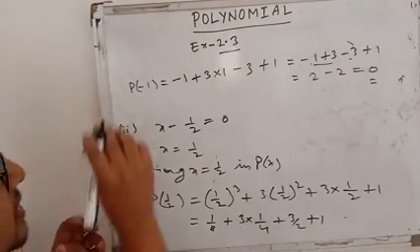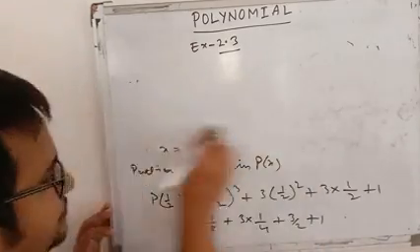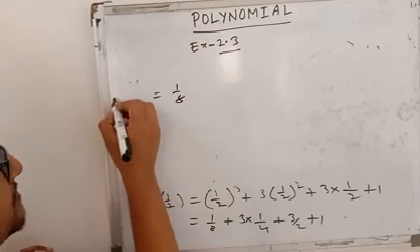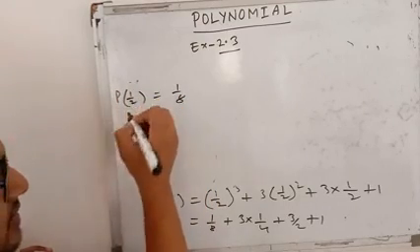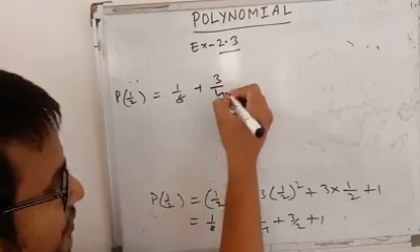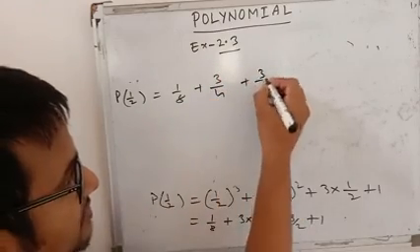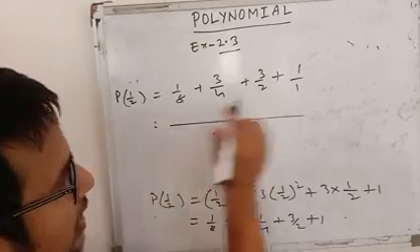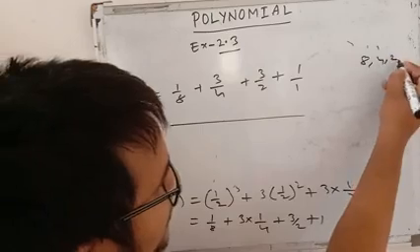Now you see this, it is 1 by 8, and this is p of half. Okay, that is the remainder. So plus 3 by 4 plus 3 by 2 plus 1. Now you take the LCM. LCM between 8, 4, 2 is 8, no?